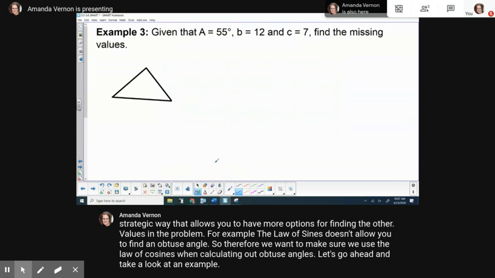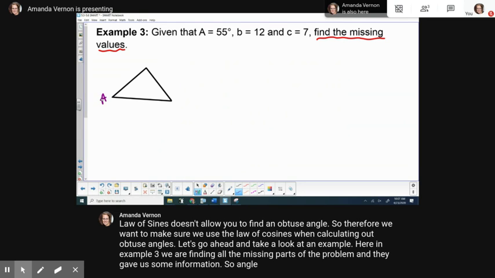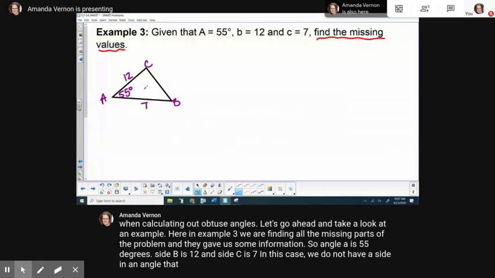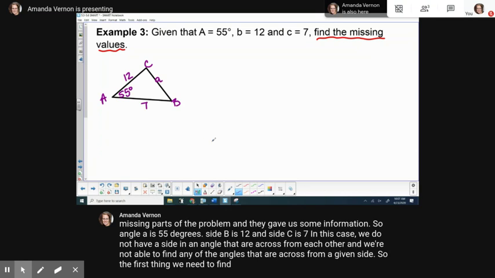Here in example 3, we are finding all the missing parts of the problem, and they gave us some information. So angle A is 55 degrees. Side B is 12 and side C is 7. In this case, we do not have a side and an angle that are across from each other, and we're unable to find any of the angles that are across from a given side. So the first thing we need to find is side A.